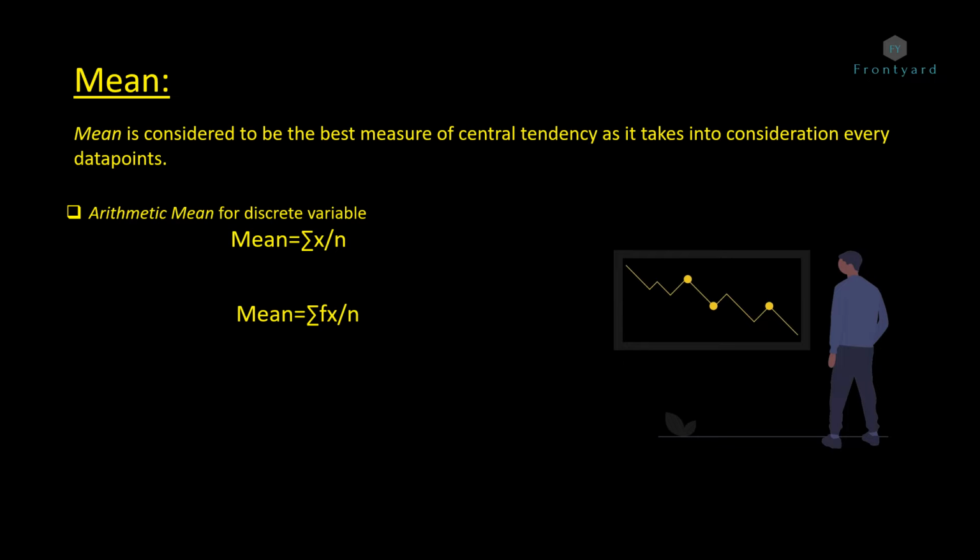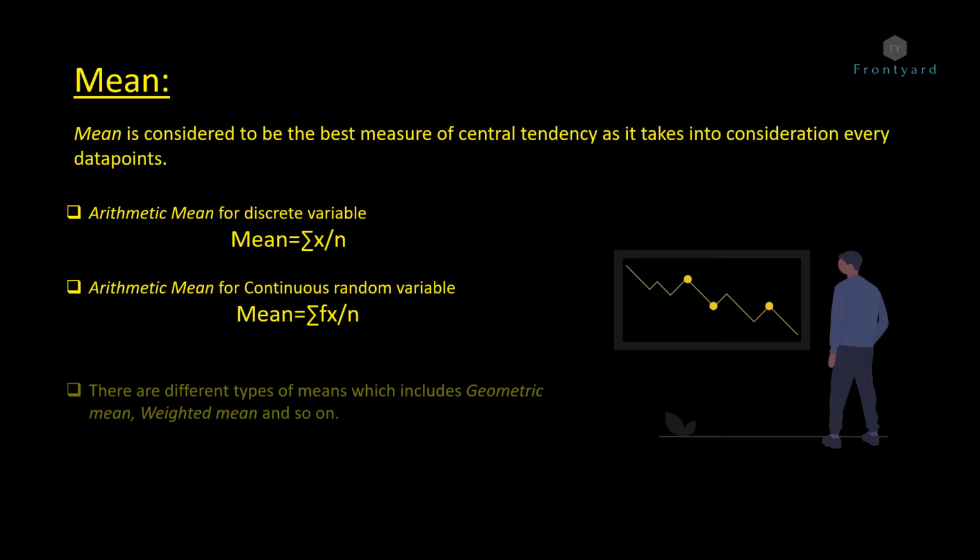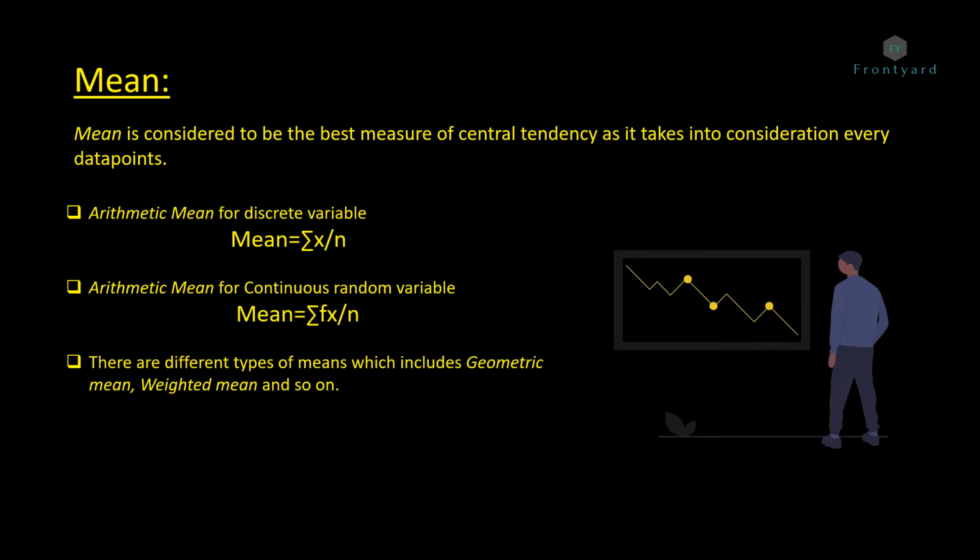Arithmetic mean for discrete variable is calculated by taking the sum of every observation divided by the total number of observations. While for continuous random variable, the numerator takes the product of frequency and the middle value of the class interval, where frequency is denoted by f and the middle value is denoted by x, while the denominator is the total number of observations. There are different types of mean which include geometric mean, weighted mean and so on.